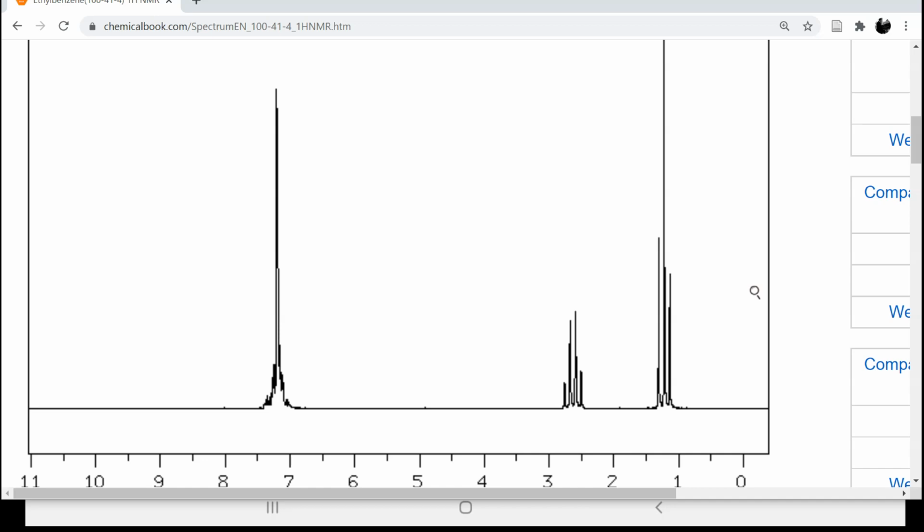So upfield and downfield are relative positions. This peak is the most downfield. This peak is the most upfield. It is upfield of this peak and downfield of this peak. So these words, by the way, come from how NMR used to be done.